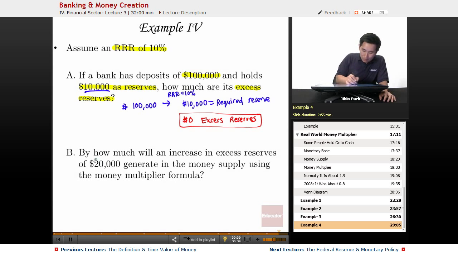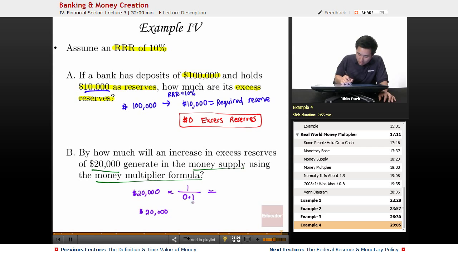Now, by how much will an increase in excess reserves of $20,000 generate in the money supply using the money multiplier formula? Again, very simple equation. You have $20,000 in excess reserves. Multiply by 1 over RRR, which is 0.1. Again, the multiplier is going to be 10 in this case. So you have $20,000 times 10. So the increase in money supply, according to the money multiplier formula, is going to be $200,000.